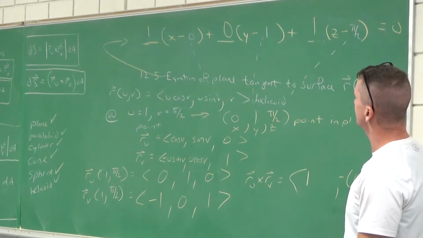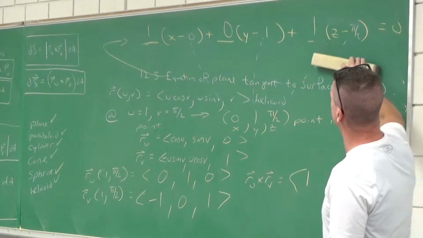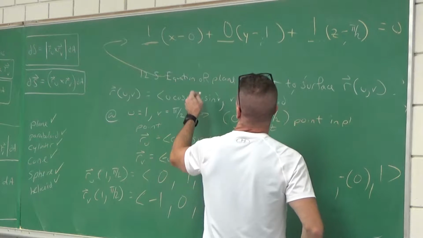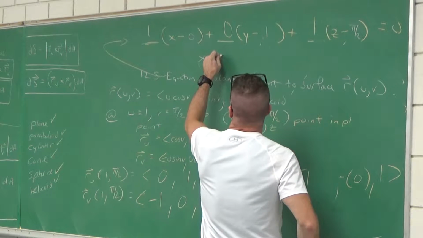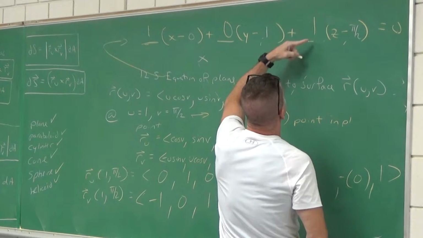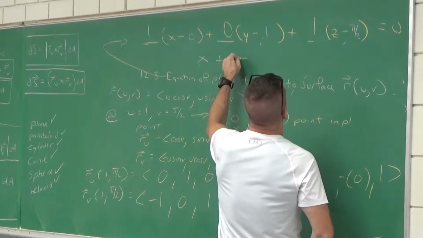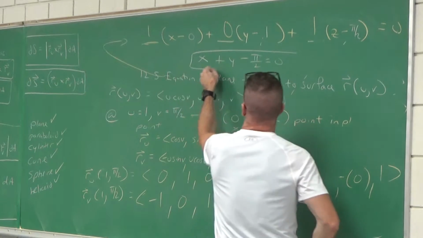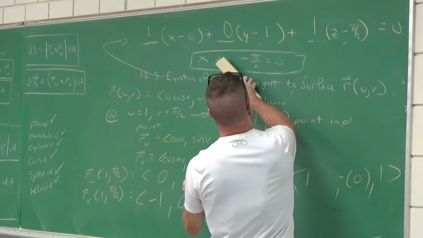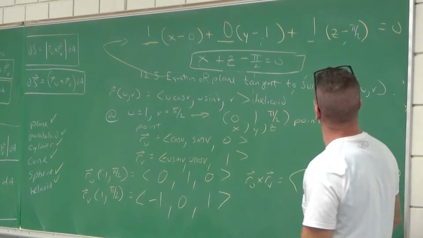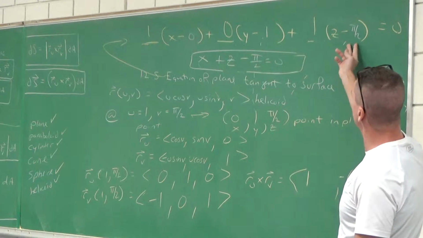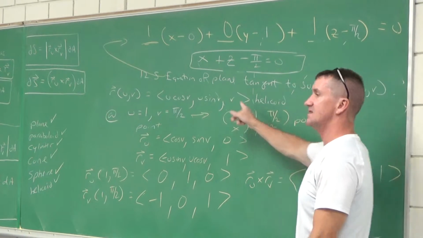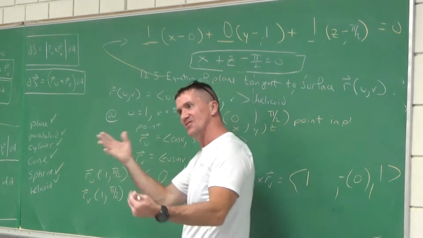You want to simplify it? What would that simplify to? This would be x plus 0 plus z minus pi. That should be z, Professor. And that last one's just the z, right? There we go. x plus z minus pi over 2 equals 0, or x plus z equals pi over 2. That's the equation of that tangent plane to that helicoid at this point. Isn't that cool?